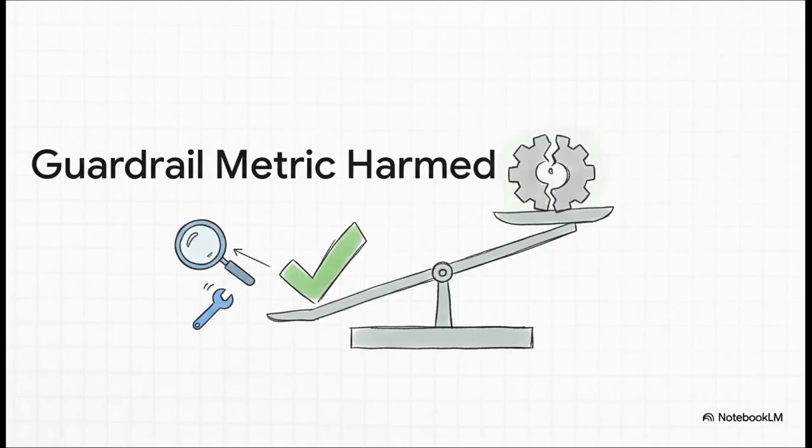Here's another tricky one. Your test was a success, but you broke something else in the process. What's the plan? The crucial point is that you do not ship a feature that makes the user experience worse. You pause, you dig into the data to find out what went wrong, you work with the team to fix it, and then you test it all over again.